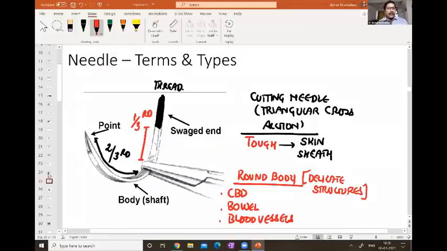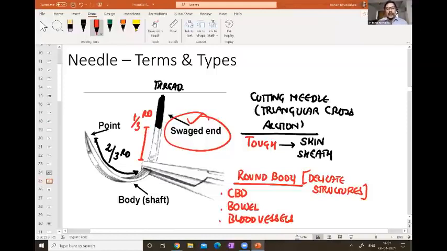A needle has 3 parts. You have the pointed end, you have the body, and you have the swaged end. It is not swag, it is swaged. This is what was asked in the exam, swaged end. The swaged end is where the thread is attached. And you can have two types of needles: a cutting and a round body needle.